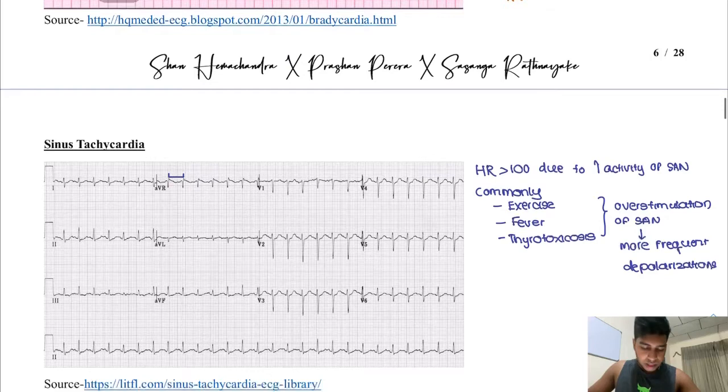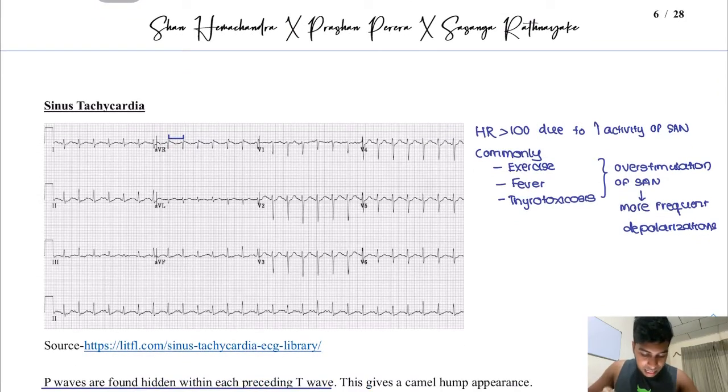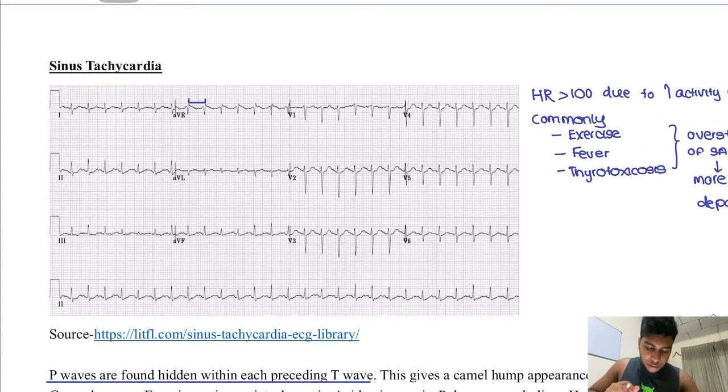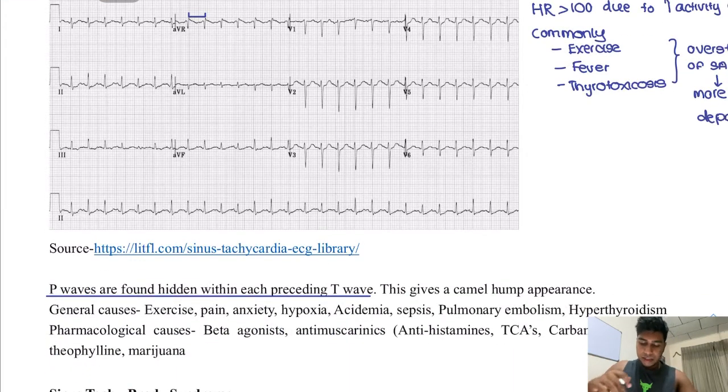node. Okay? Next, we have sinus tachycardia. And what's important here is, again, it's sinus wave. You get a P wave. Sometimes it is found hidden inside the next T wave. Okay, that gives you a camel hump appearance. What you need to check for here is the gap.